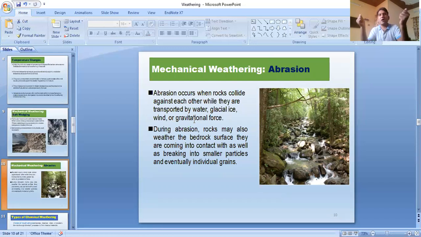वो आपस में उनका टकराव होता है. तो because of that collision they break down, उनके छोटे छोटे ज़रात हो जाते हैं. So we call this process abrasion. जब वो आपस में लगते हैं, टकराते हैं, ठीक है ना.